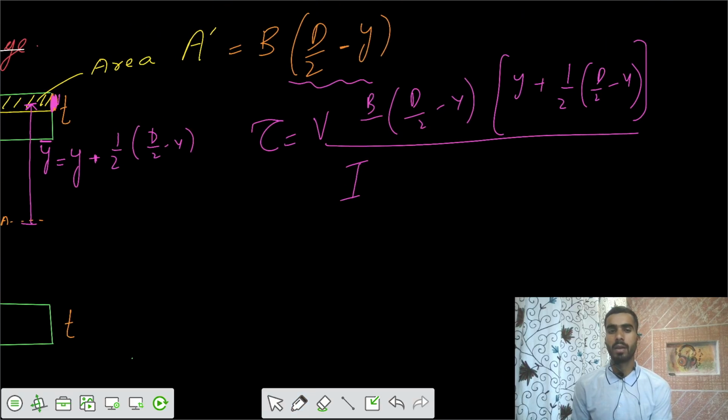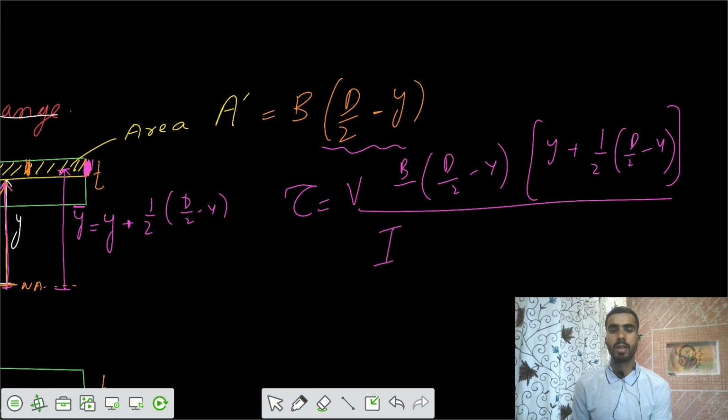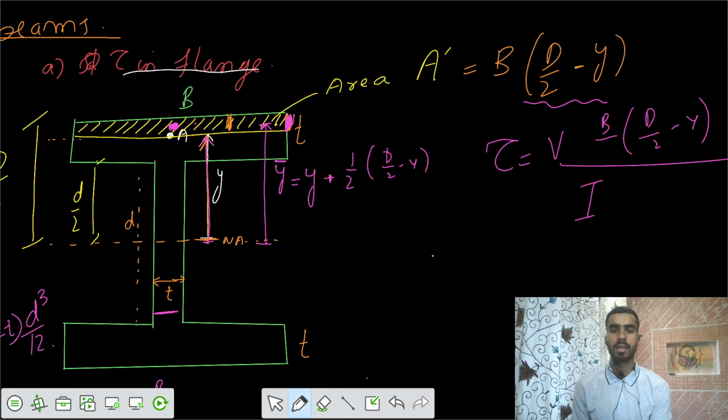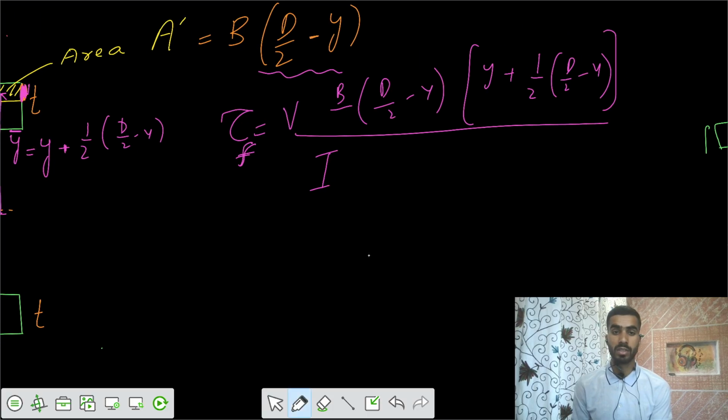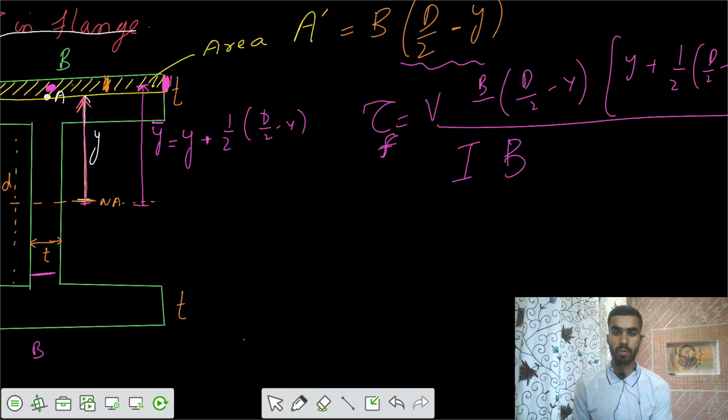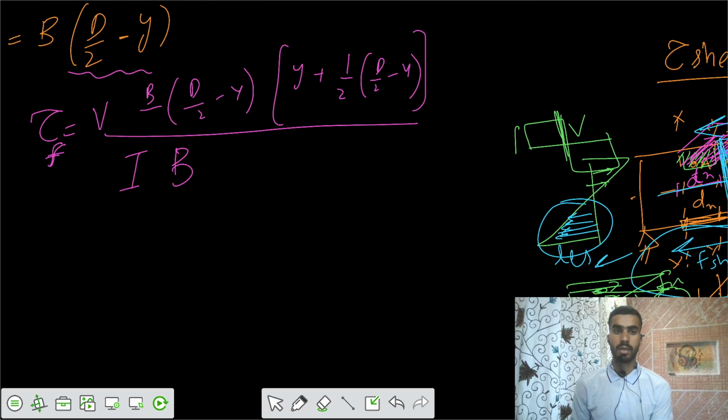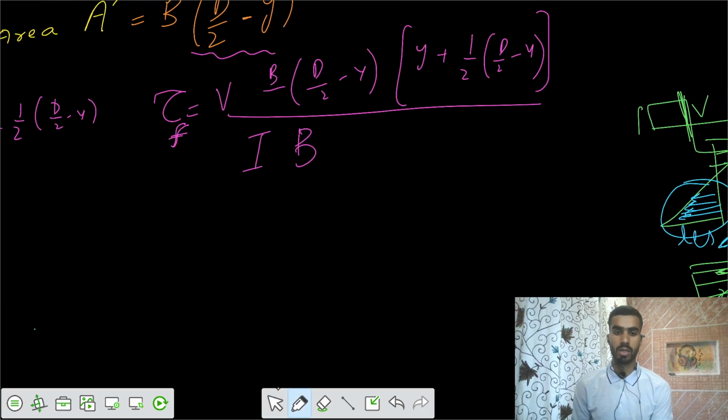And after that, we are talking about the flange. Let's call it shear stress in the flange. We are calculating the shear stresses in the flange. There the width at A, we can call it width at A, that itself equals B. So this is the equation we got.